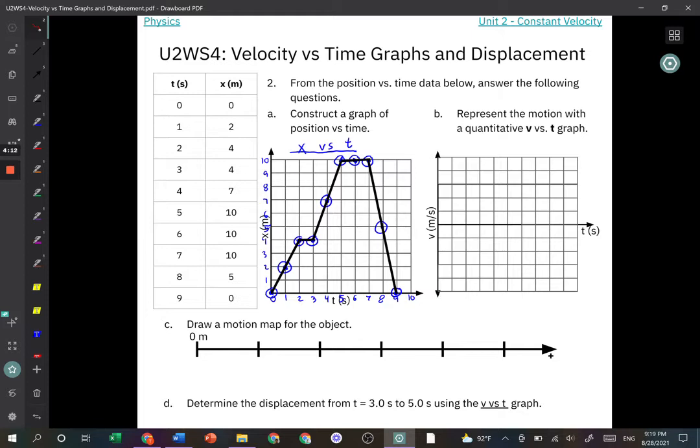2B represents the motion with a quantitative velocity versus time graph. Now in order to make this quantitative, I'm going to actually need to figure out what these slopes are going to be. Now I can see that when it's a flat line here and here, I probably don't need to do calculations, and I can assume that the velocity will be 0 meters for every 1 second. But I will need to figure out the slope of these 3 sections of the line in order to give a quantitative value for our velocity.